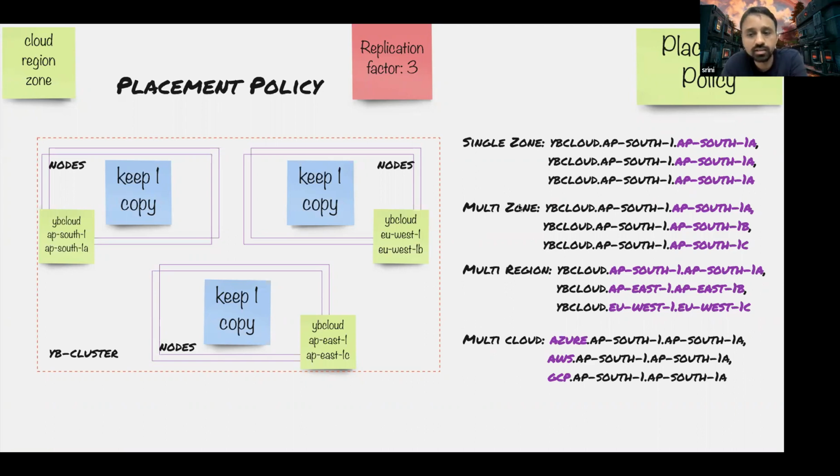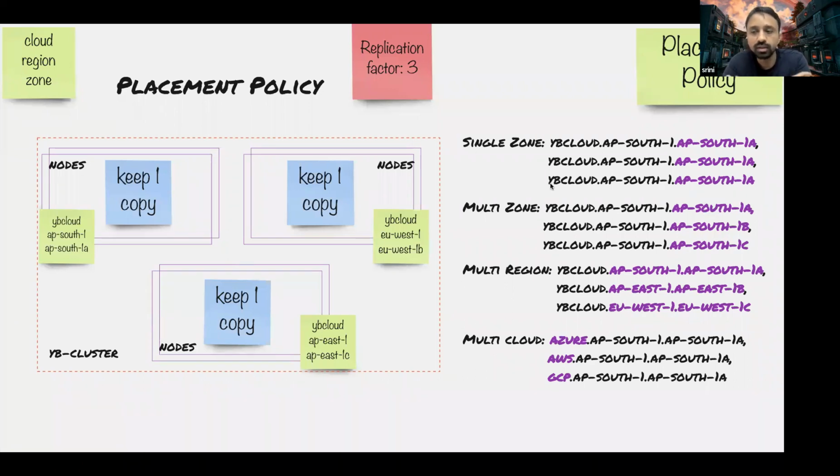So when it comes to multi-zone deployment, look at the last entry here. AP South 1 is the region. Within AP South 1, we have 3 AZs here: AP South 1A, 1B, 1C. So when you create a cluster with 3 nodes, each node would be placed in 1 AZ, so that 1 copy in 1A, 1 copy in 1B, and 1 copy in 1C. So in this case, you'd be able to withstand one fault domain failure, right?